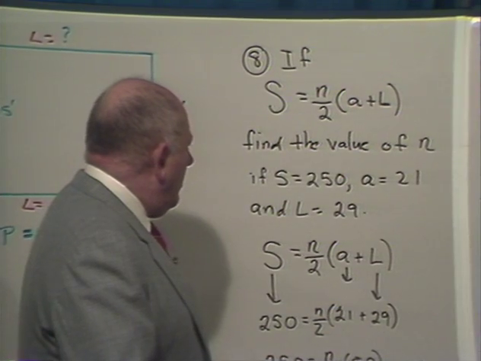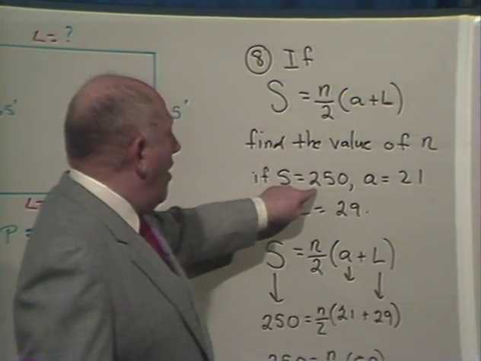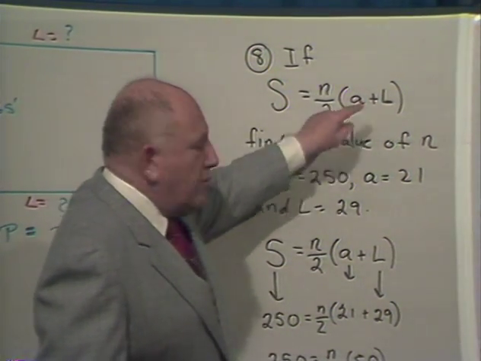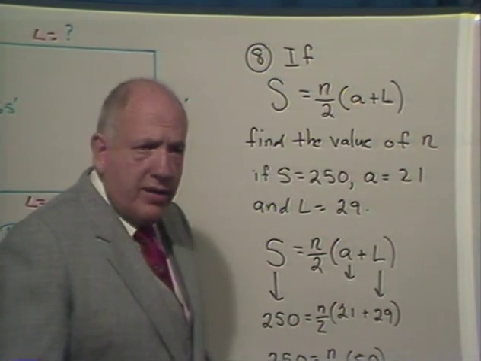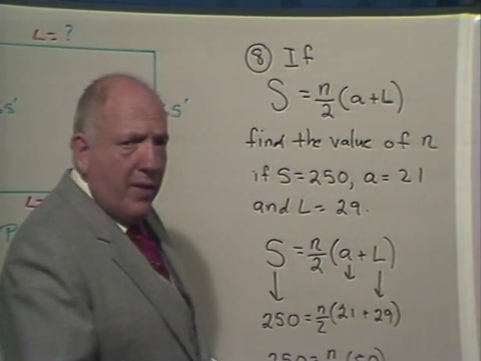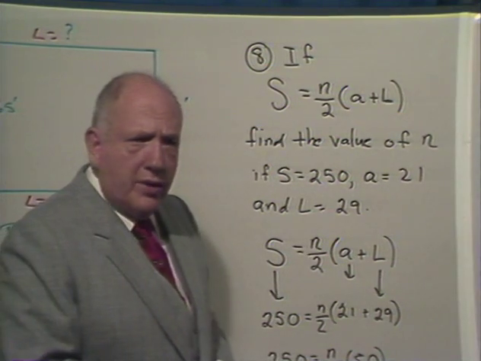Because what are you going to do? Since S is 250, wherever you see S, you're going to replace it by 250. Since A is 21, wherever you see A, you're going to replace it by 21. And since L is 29, wherever you see L, you're going to replace it by 29. What could be more straightforward than that, you see?